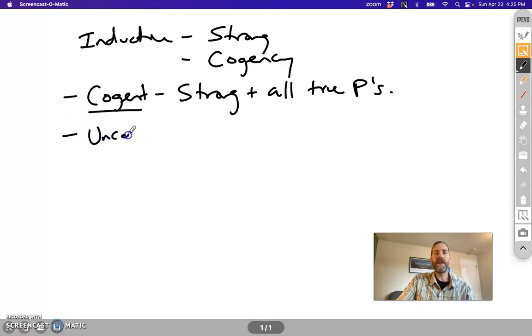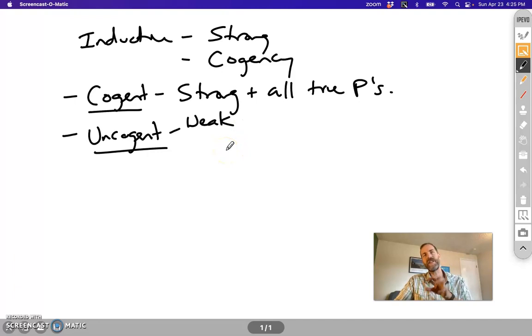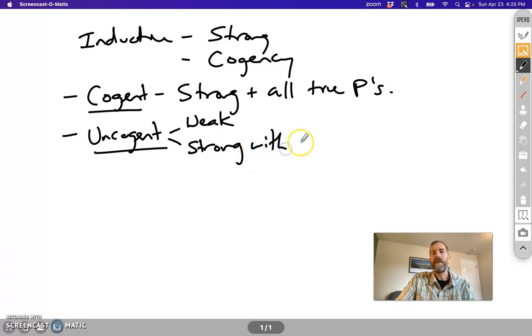An uncogent argument, one way that it might be uncogent is that it has a weak form. So the premises don't actually infer a likely true conclusion. But an uncogent argument might also be strong in its form with one or more false premises.